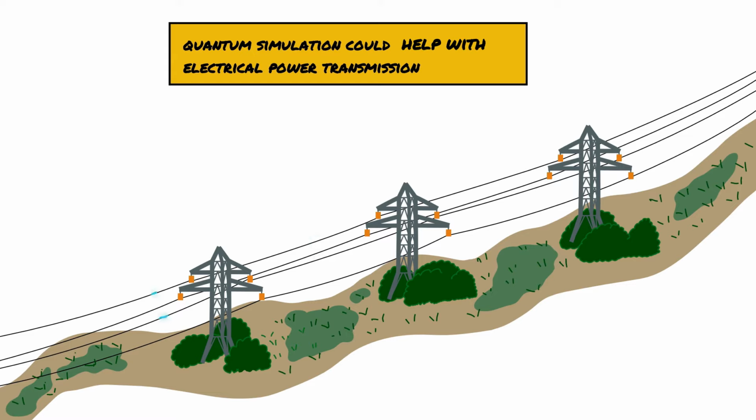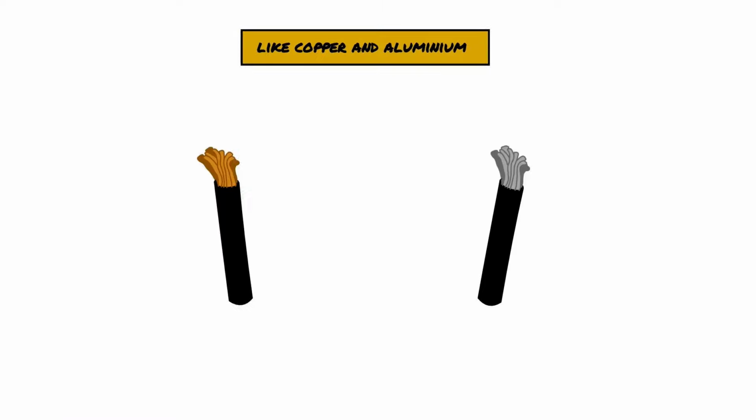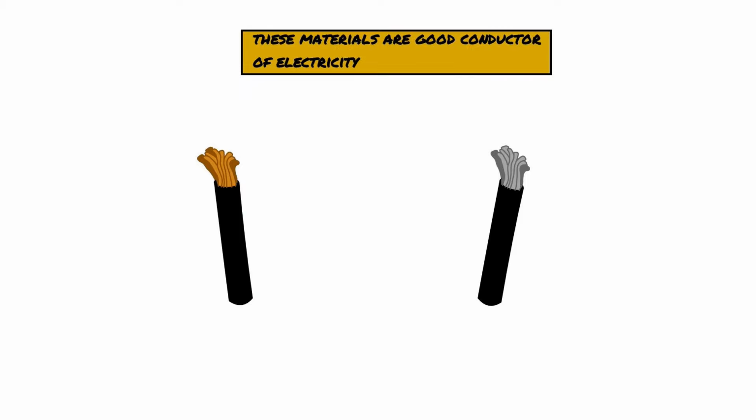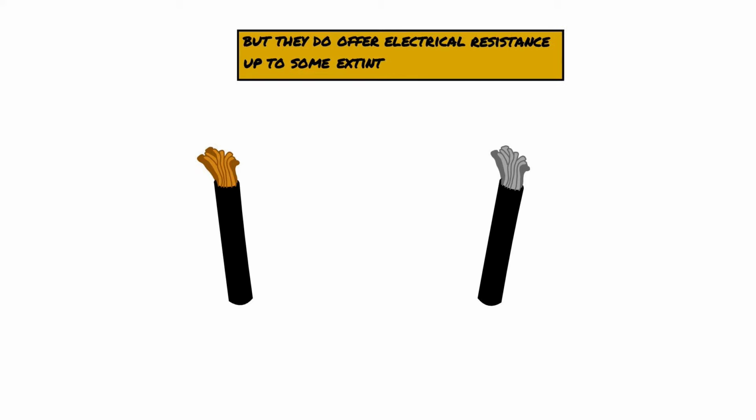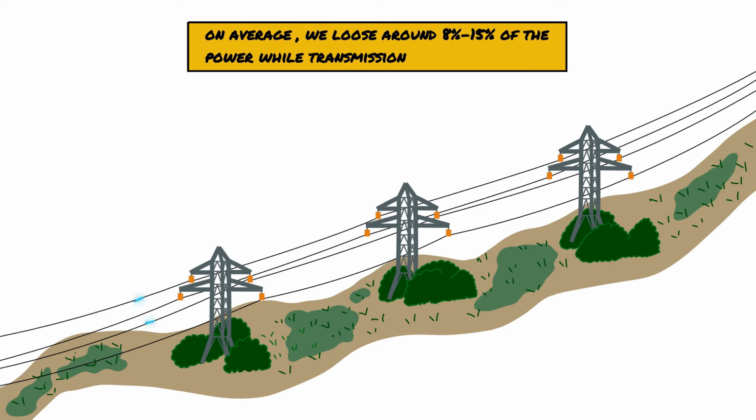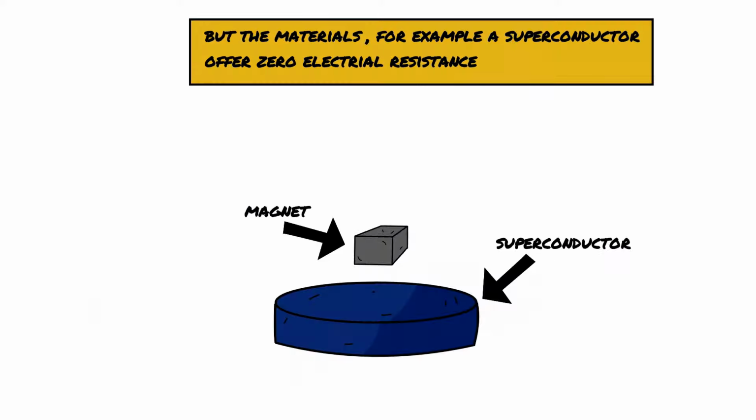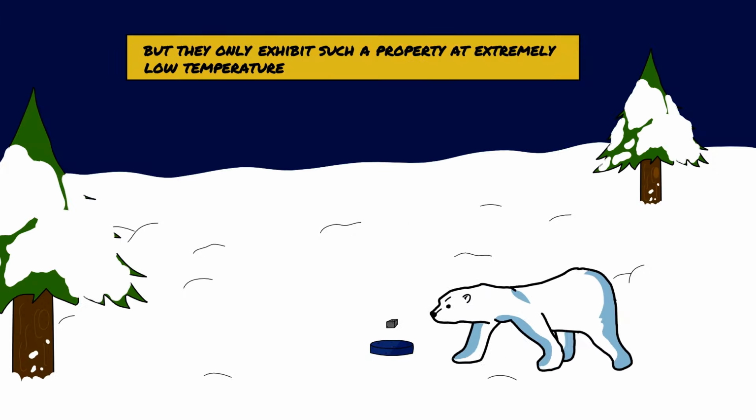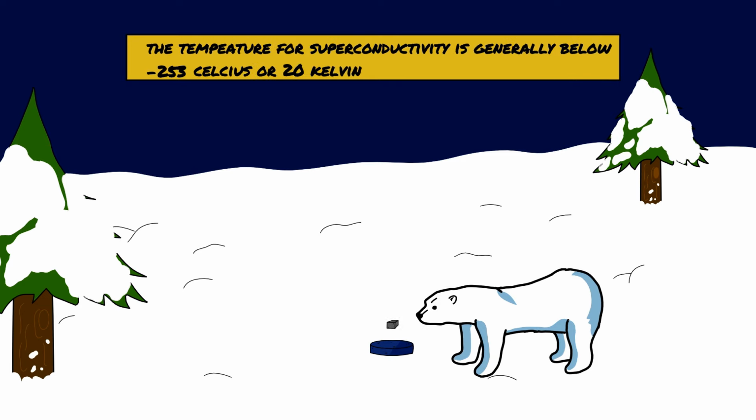Quantum simulation could help in electrical power transmission. As of today, we mainly use materials like copper and aluminium for electrical power transmission. These materials are good conductors of electricity, but they do offer electrical resistance to some extent. Due to this electrical resistance, on average we lose around 8 to 15% of the power during transmission. But materials, for example superconductors, offer zero electrical resistance, but they exhibit such a property at an extremely low temperature. The temperature for superconductivity is generally below -53 degrees Celsius or 20 Kelvin.